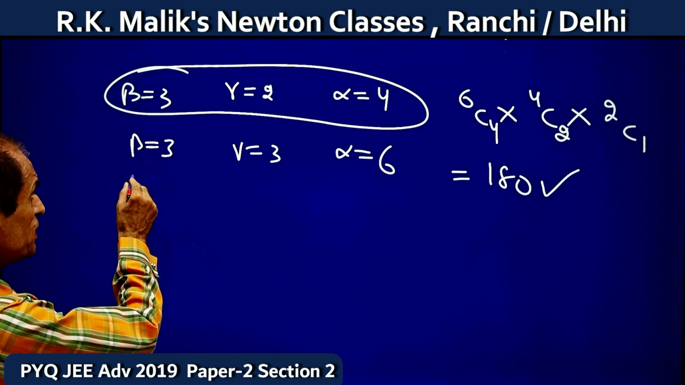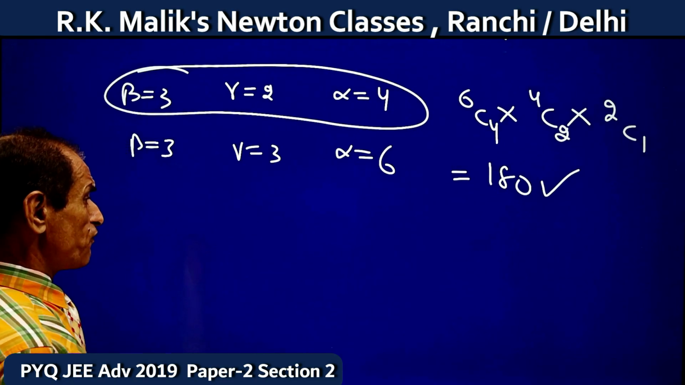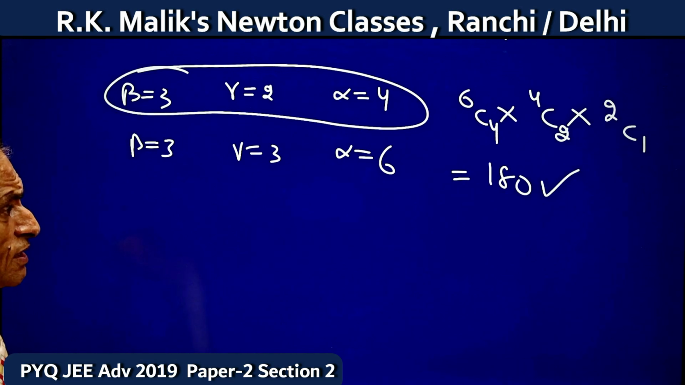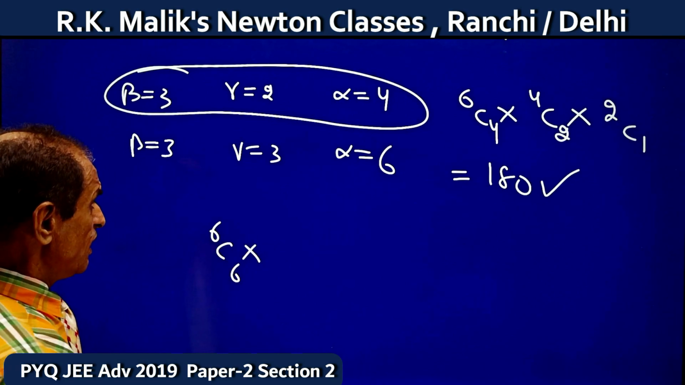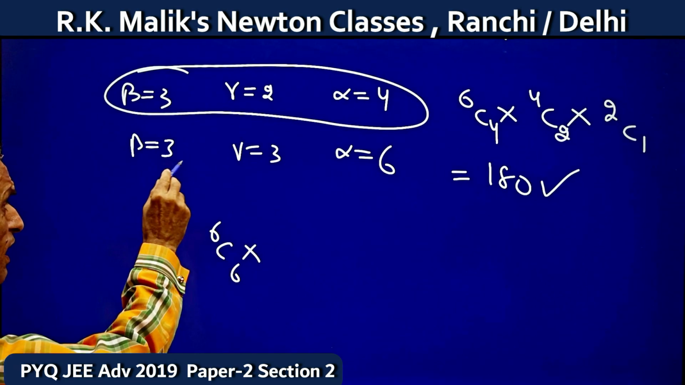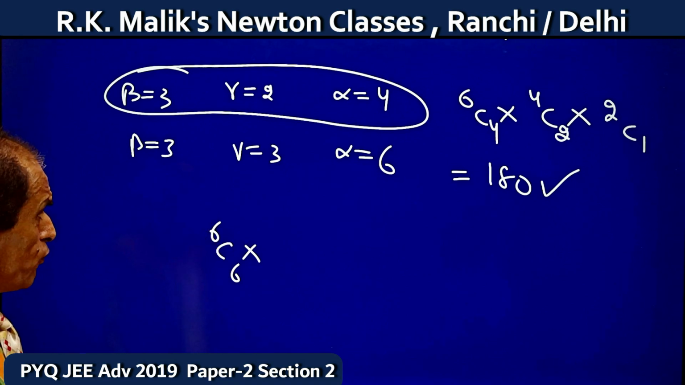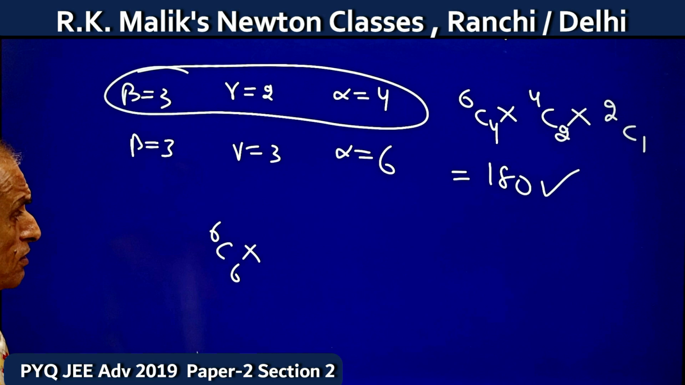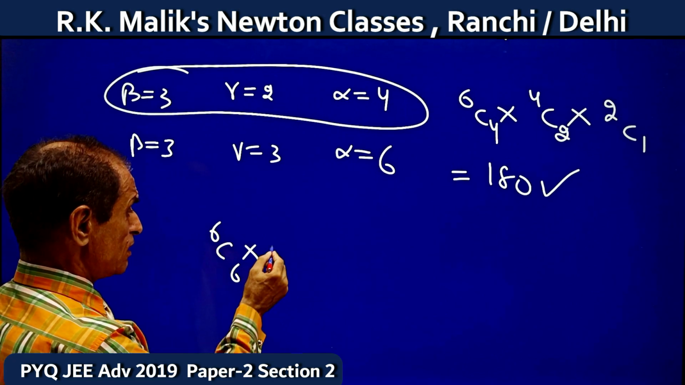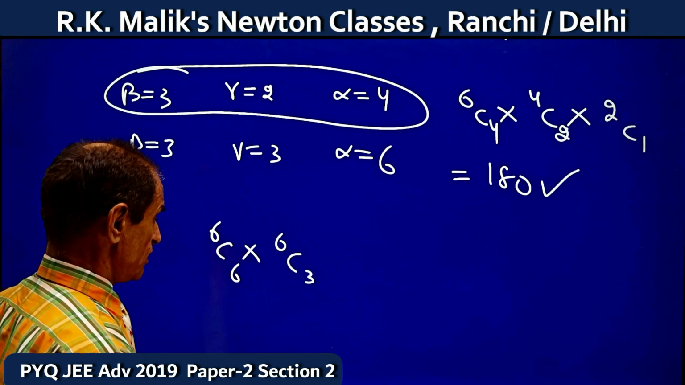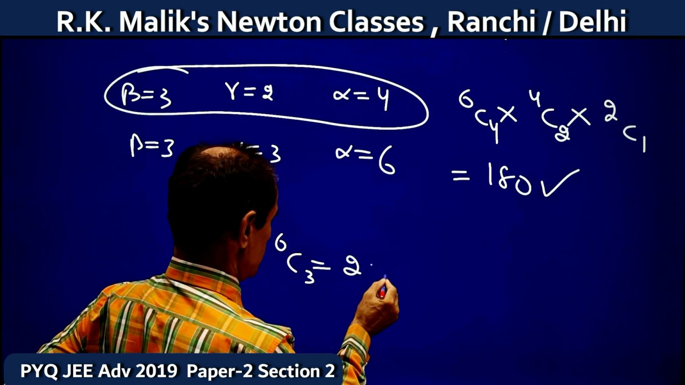And now when beta is 3, gamma is 3, alpha is 6. And because alpha is 6, the number of ways in which the set A can be made will become 6C6. And because beta is 3 and all the 3 elements must be common because gamma is 3, therefore for making the set B, the 3 elements must be from the 6 elements of the set A. This I can do in 6C3 number of ways, and 6C3 is 20.